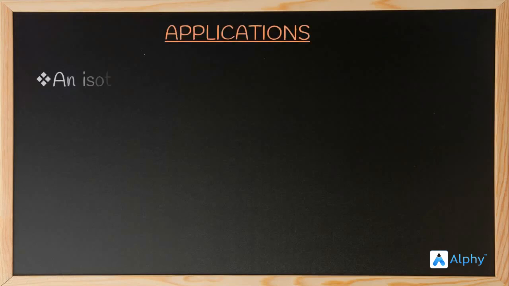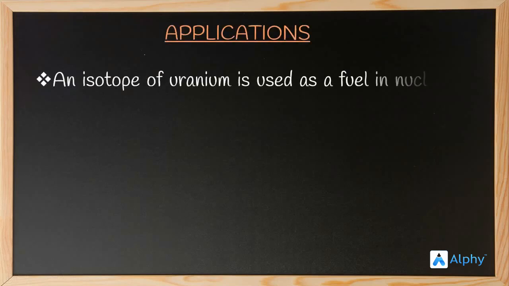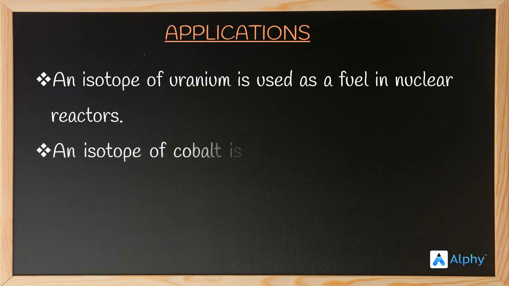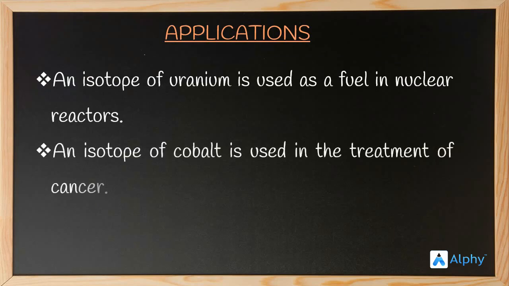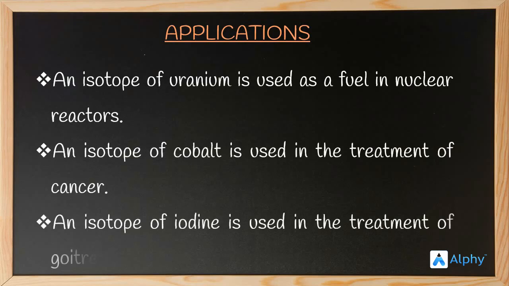Now let's move on to the applications of the isotopes. An isotope of uranium is used as a fuel in nuclear reactor. An isotope of cobalt is used in the treatment of cancer. An isotope of iodine is used in the treatment of goiter. And there are many more applications of these isotopes.